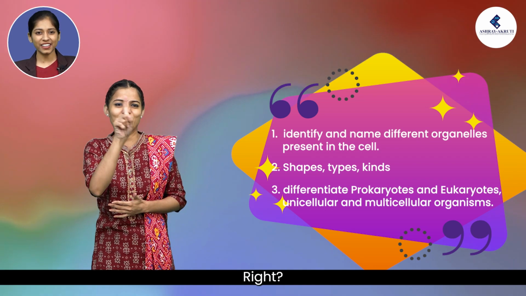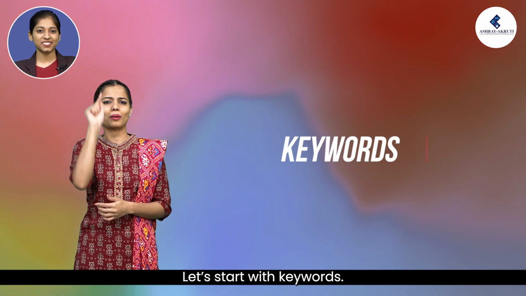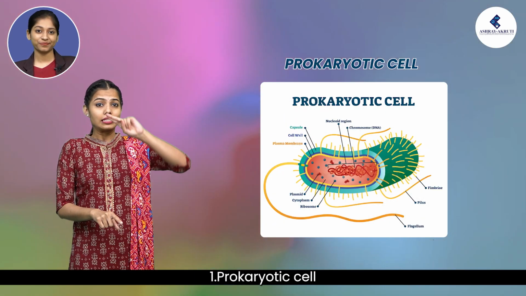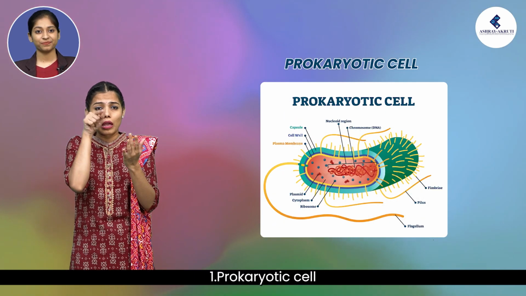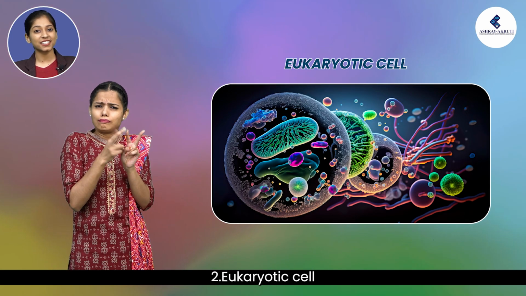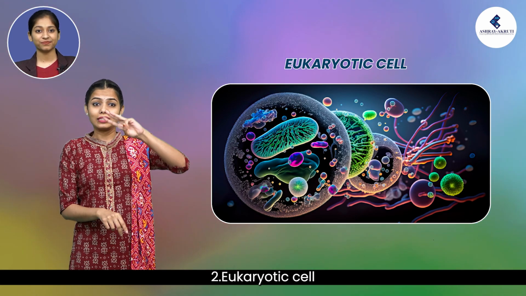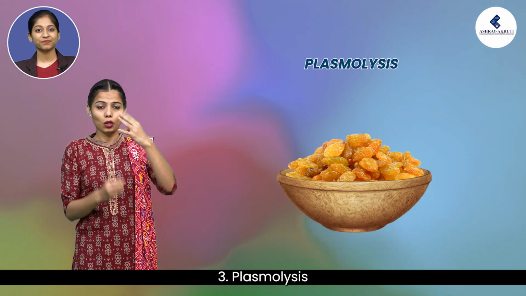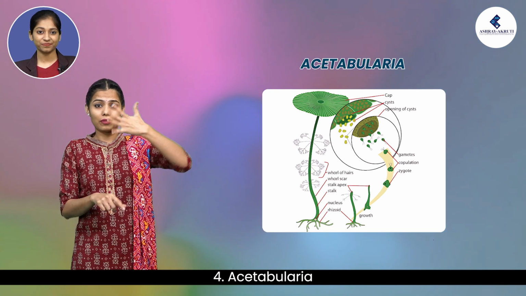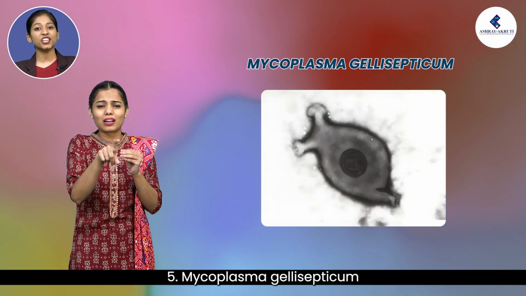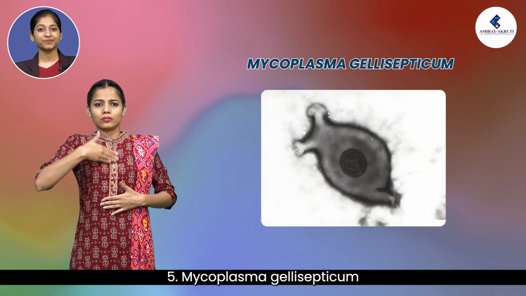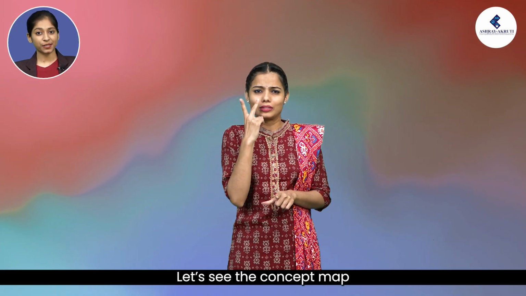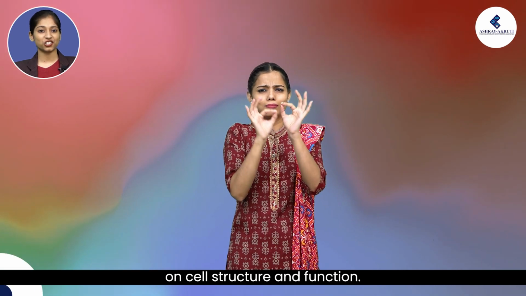Very interesting, right? Let's start with keywords. Prokaryotic cell. Eukaryotic cell. Plasmolysis. Acetabularia. Mycoplasma gallisepticum. Let's see the concept map on cell structure and function.